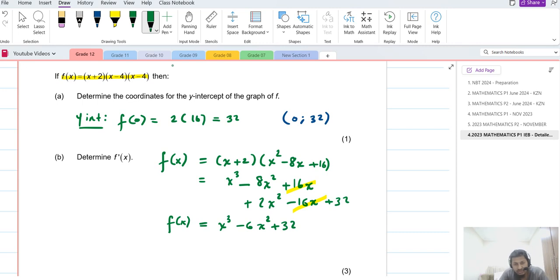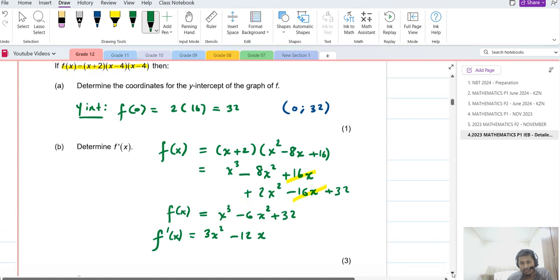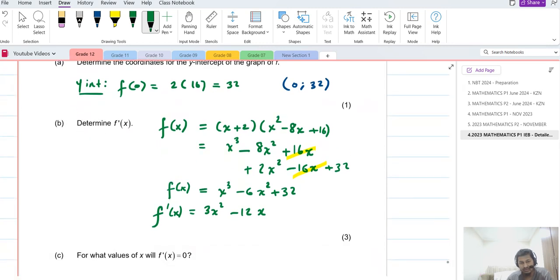I just want to check if this is correct. x times x squared is x cubed, minus 8x squared, plus 2x squared. Make sure to double check your answer. Right. Now we can find f prime x using rules. 3x squared. Right, 3 times the number in the front and take away 1 from the power. 2 times the number in the front, minus 6 is minus 12. Take away 1 from the power is just x, and the derivative of a constant is 0. Right, so I hope you guys understood that.